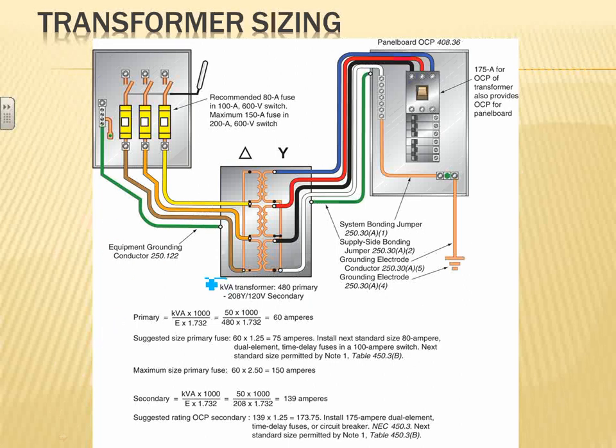I have a 50 kVA transformer. This is very typical, a 480 primary coming in, 208 secondary going out for your receptacles. So 208 on the secondary, primary is 480. Can you guys see that? Then to find the full load current of this baby, you divide by the voltage and the 1.732. So I got 60 amps on the primary side.